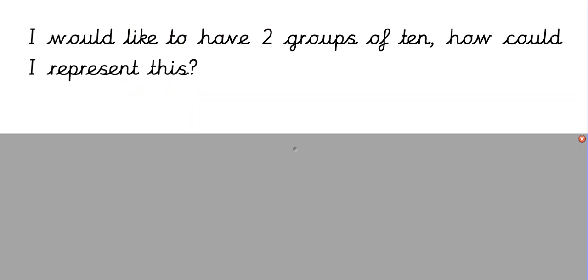So I would like to have 2 groups of 10. How could I represent this? I want 2 lots of 10, 2 groups of 10. How could you represent it on your piece of paper? Pause the video and have a go.